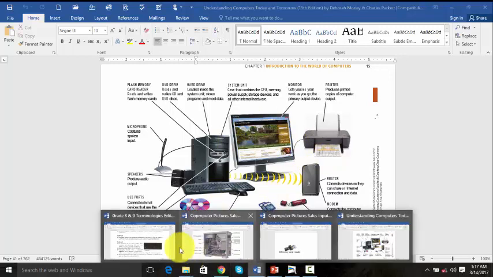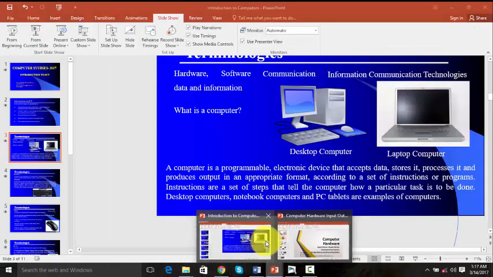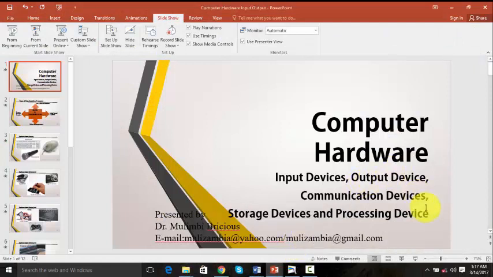Thank you very much. After understanding that, we need to look at this hardware, which is in 5 categories. There's what we call input devices. These are devices or components of the computer which are used to enter data into the computer. Then there's what we call output devices. These are devices which let the user see what they are doing on the computer. That is output device. Then we have communication devices.